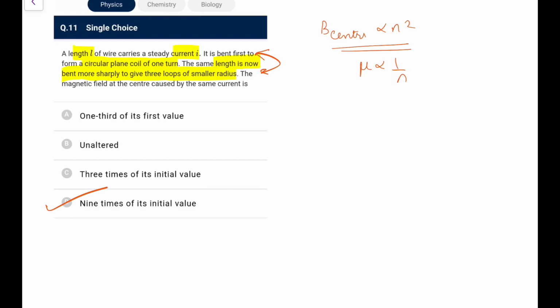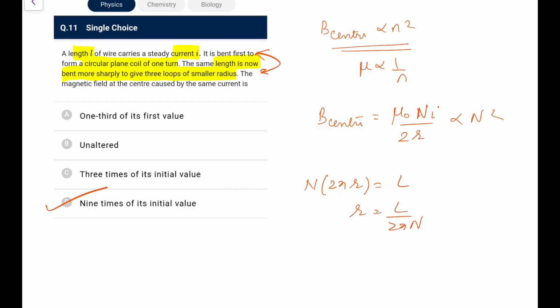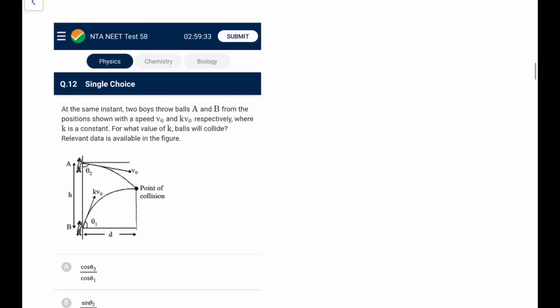If you want to derive it, no issue. B at center, what's the formula? The formula is mu naught N i by 2r. And what is r? We say n into 2 pi r would be equal to L. So r is L upon 2 pi n. So if you do this, you directly get that it is proportional to n square. Similarly, check for magnetic moment of the coil. It is also inversely proportional to n. So it's a standard result. You should remember. I always tell my students to remember.